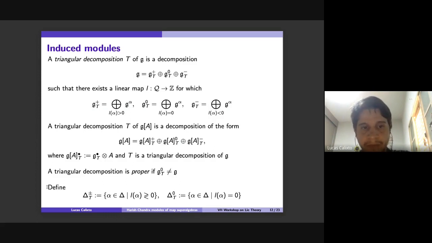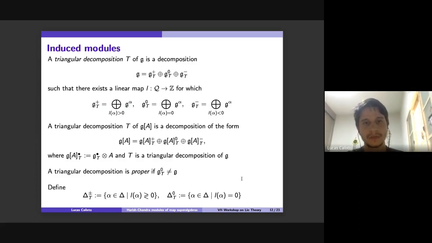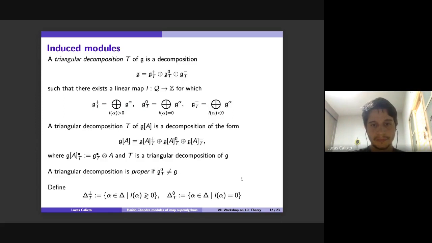And we define also the roots which are obtained by this decomposition. So we have positive roots, negative roots, and we have this kind of zero roots, right? So we have a triangular decomposition of G, and you also have a triangular decomposition of the system of roots, delta.